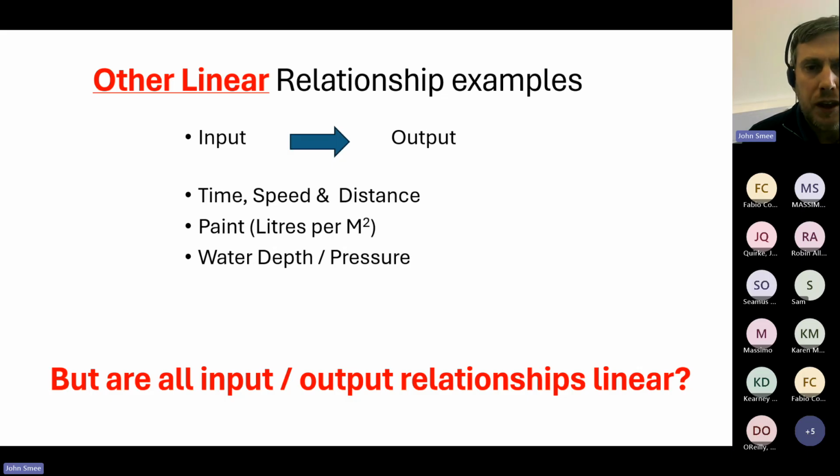Linear relationship. Another example, again a simple one from day-to-day life: if you can paint 10 square meters of a wall with a tin of paint, then with 2 tins of paint you can do 20 square meters, with 3 tins of paint 30, and on and on.